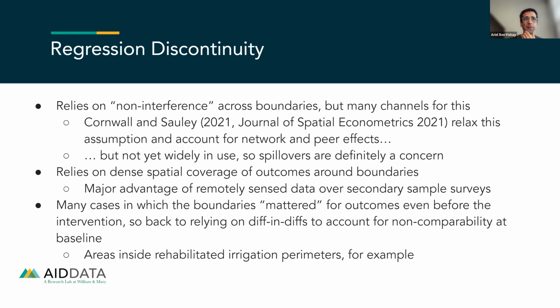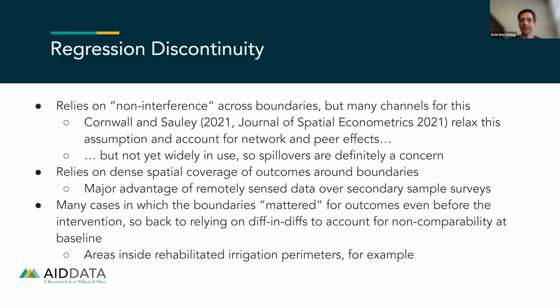This really nice new paper by Cornwall and Solly tries to relax this assumption and account for network and peer effects in a spatial model. It's not widely in use yet. So I think in many of the cases we're seeing for RD, there's definitely a concern about spillovers, and something we should pay extra attention to. We'll talk more about spillovers a little bit later. As I just mentioned, RD relies on dense spatial coverage of outcomes around the specific boundaries. So that's a big advantage of remotely sensed data.